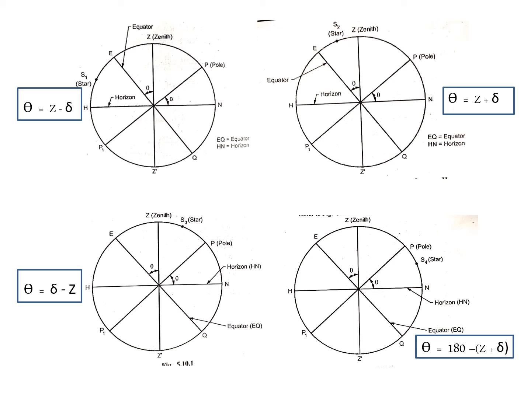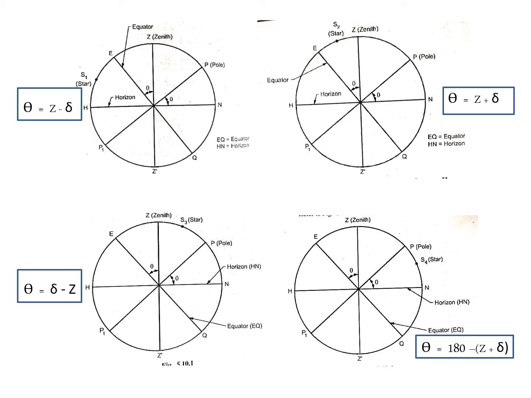This one is also called the co-altitude. So what is the altitude? You can see this S1H is nothing but your altitude. Now coming to the second case, this is S2. Now this ZS2 is nothing but your zenith distance, and this one will be your altitude.